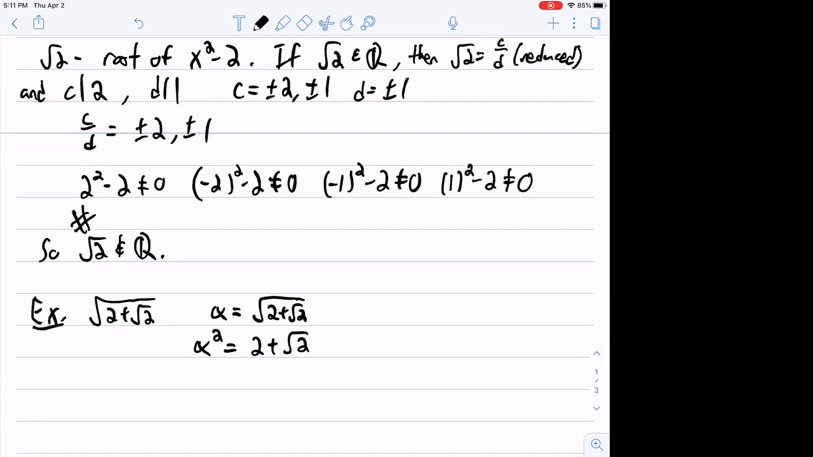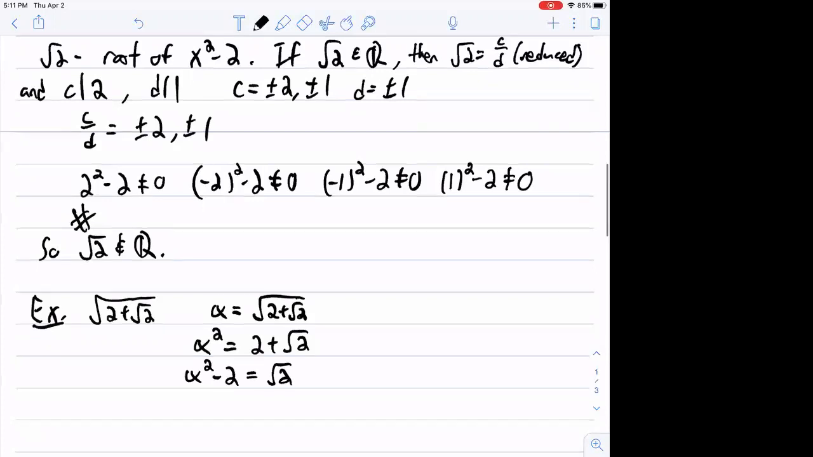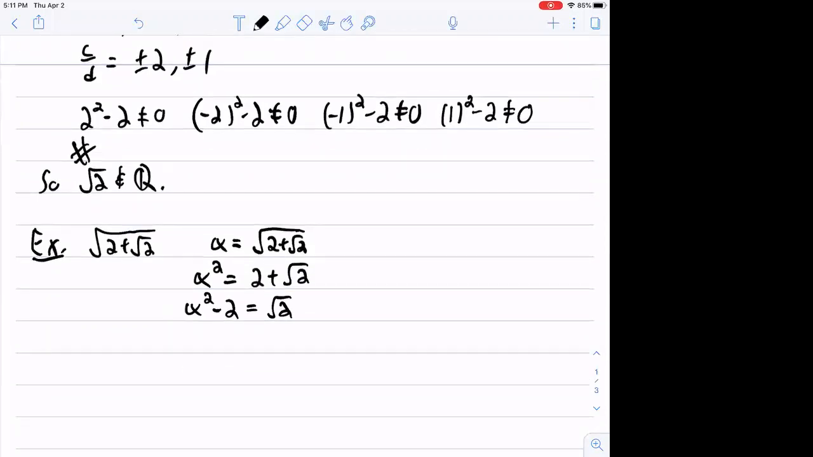How do I get rid of it? I need a square. I can't square right now because the FOIL law will still give me a square root. If I square 2 plus root 2, that's not going to work, because I'll still have a square root after I square it. So let's move the 2 to the other side. And now I can square both sides. Now you see that all the square roots are gone. So instead of writing square, I'll write this twice.